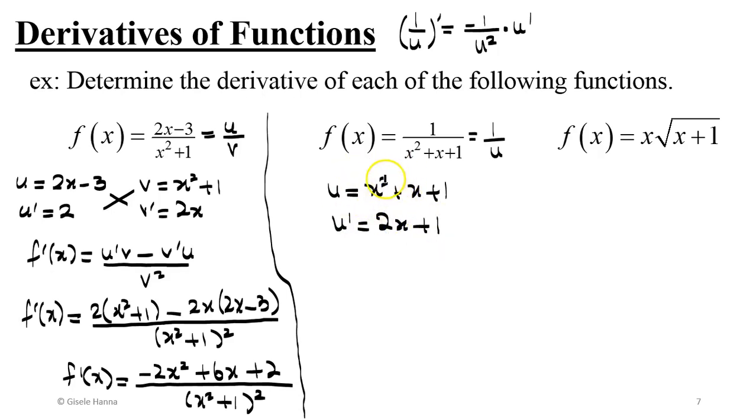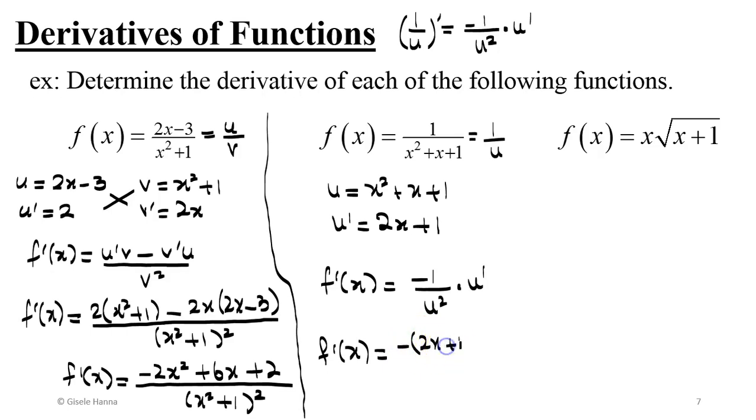2x plus 1. Derivative of x squared is 2x. The derivative of x is 1. The derivative of 1 is 0 since it's a constant. So f prime of x, that's negative 1 over u squared times u prime, replacing u by x squared plus x plus 1 and replacing u prime by 2x plus 1. In that case, you'd have negative (2x plus 1) over (x squared plus x plus 1) all squared.